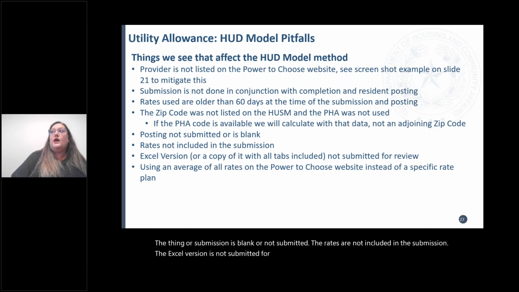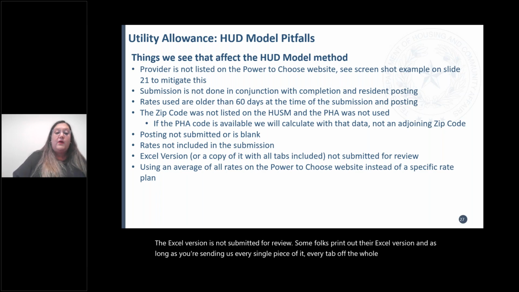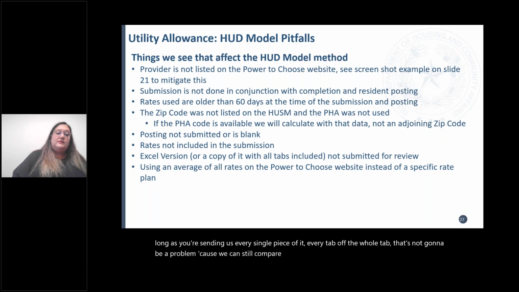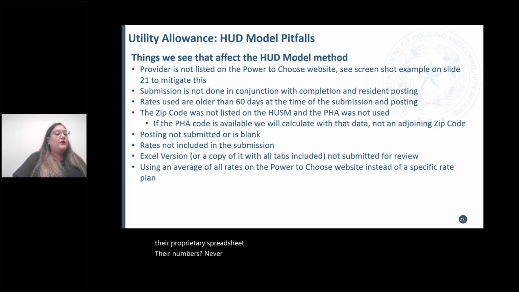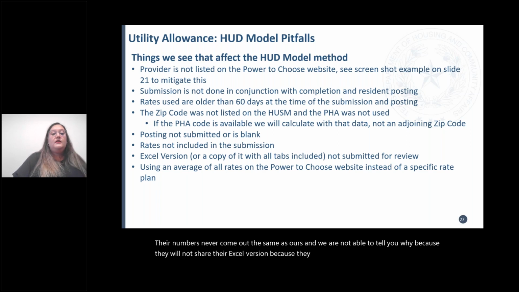Some folks print out their Excel version, and as long as you're sending us every single piece of it, every tab, the whole tab, that's not going to be a problem because we can still compare it. But some folks don't do that, and there is a company out there that puts these together, but they have modified the HUD model to be in their proprietary spreadsheet. Their numbers never come out the same as ours, and we are not able to tell you why, because they will not share their Excel version because they say it's proprietary. That's all good and fine, but the amounts that you get to use are what we approve, not necessarily what was submitted if there's a difference.